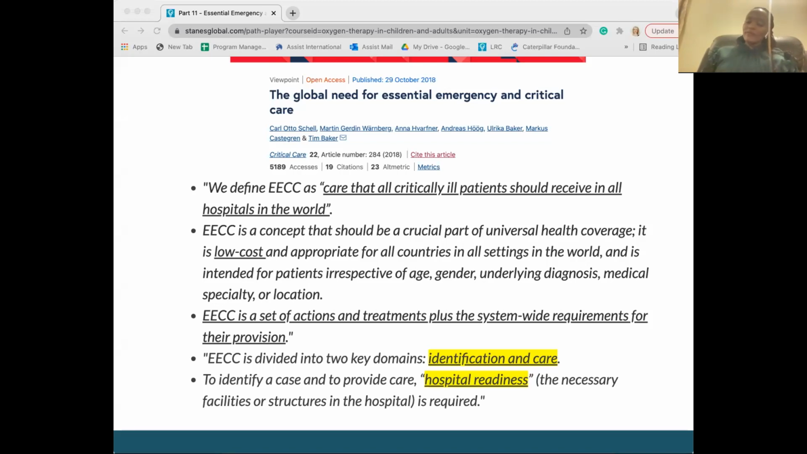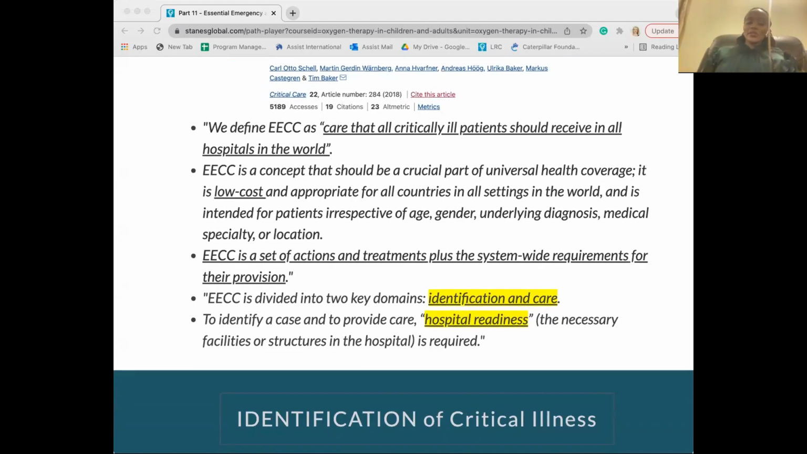So it was a good time for our country, because we all know that the number of ICU beds in our country is still low, but during this period, at least the government tried to increase the number of ICU beds that are available. So it's to identify hospitals that are ready for this management of patients. So identification of critical illness, in the identification, can go down.